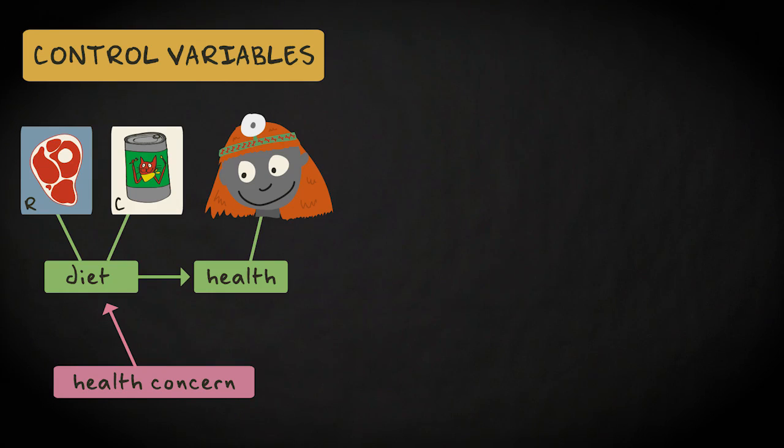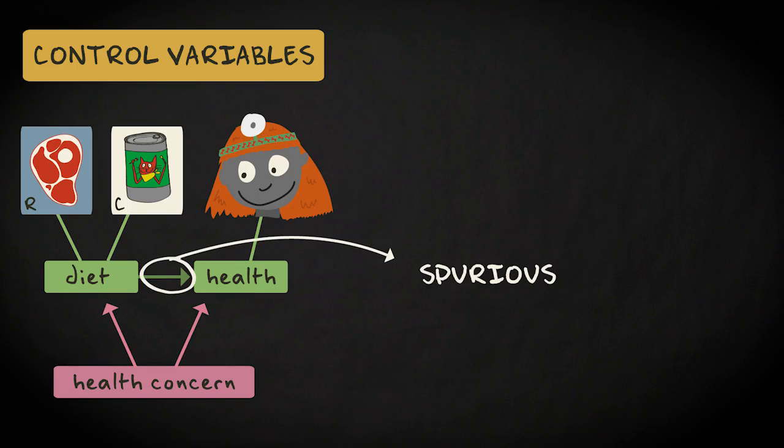If health concern is related to the type of diet and the cat's health, it might entirely explain the relation between diet and health. If this is the case, the observed relation between diet and health is called spurious. It can be explained by a common cause.